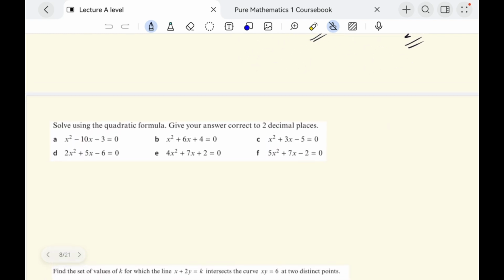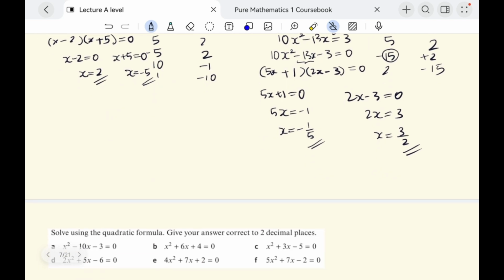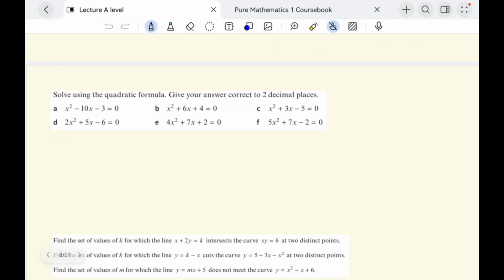So why does the question here not include solving by using completing the square? Because the quadratic formula is basically derived from the general form by using completing the square. So for this quadratic formula, I will only discuss one of these 6 parts of the questions, and the rest of the 5 questions you need to do by yourself. So I will only extract this e. Let's solve the e.